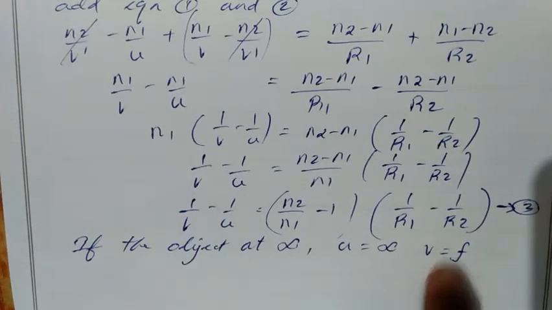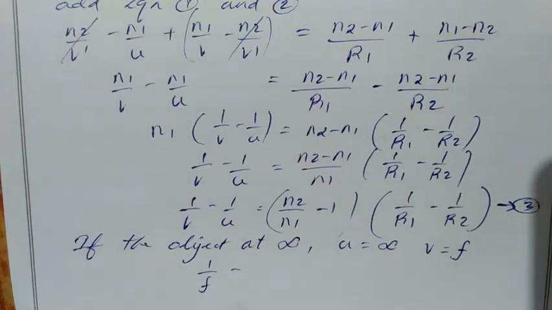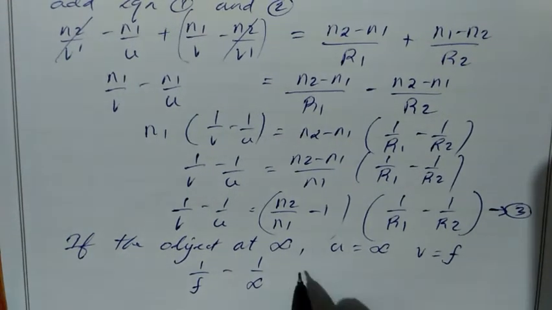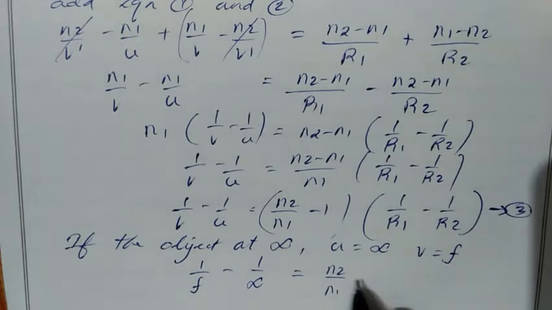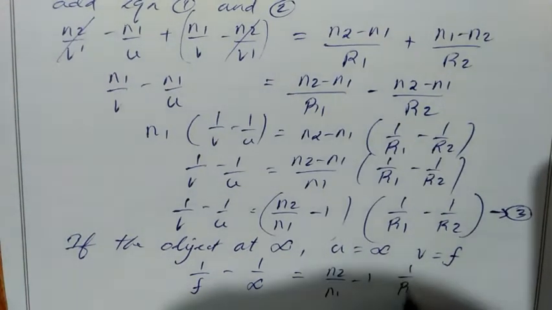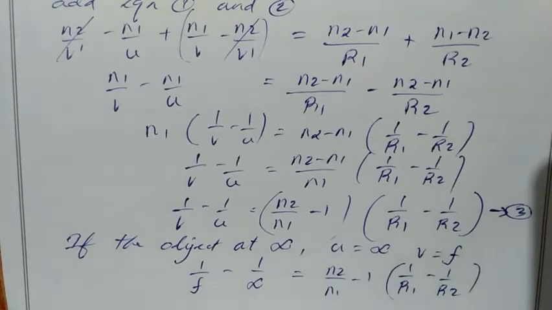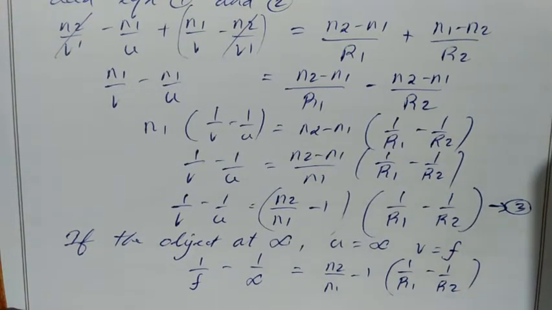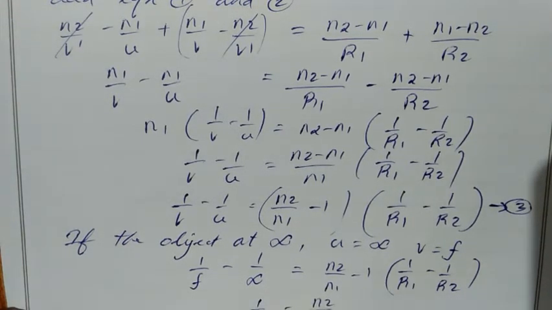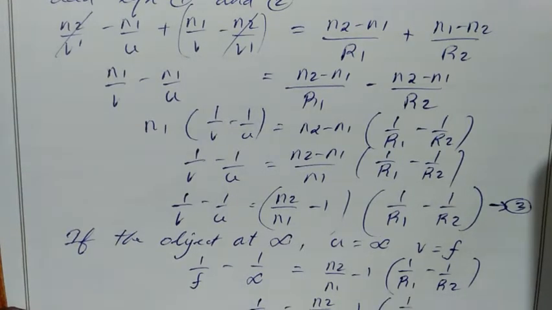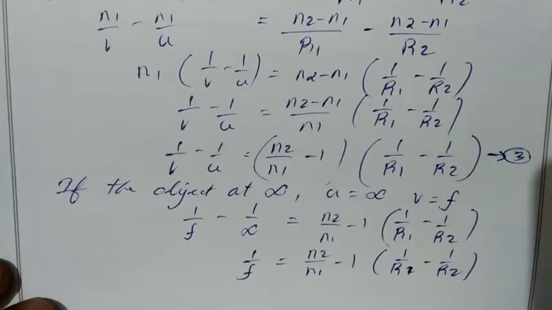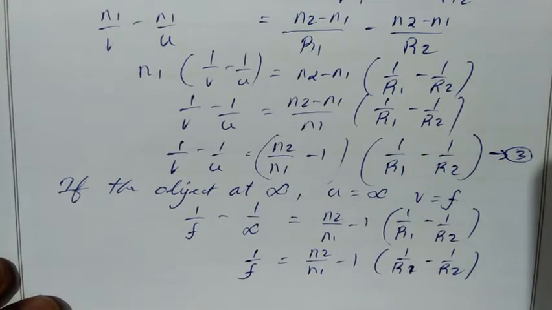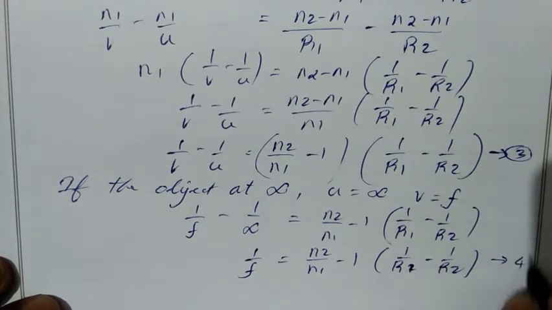What will we get? For 1 by v, I can put 1 by f, minus 1 by u, we put 1 by infinity, equal to n2 by n1 minus 1, 1 by r1 minus 1 by r2. 1 by infinity will be 0, so we get 1 by f equal to n2 by n1 minus 1, 1 by r1 minus 1 by r2. Okay, this is our equation 4, a very important equation.